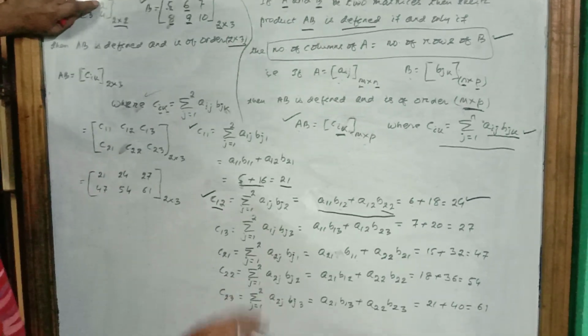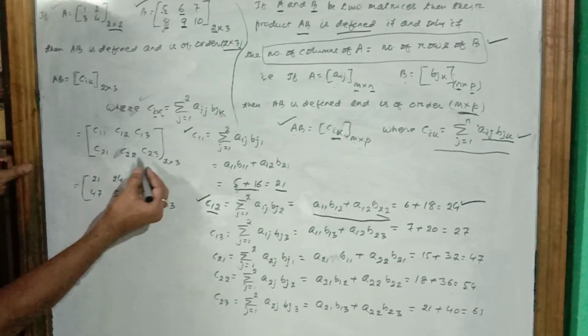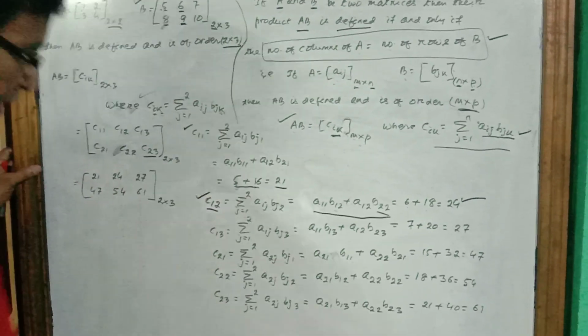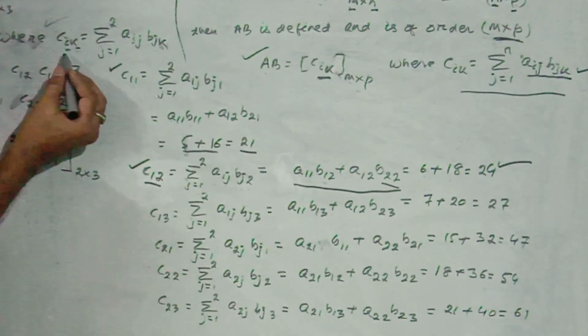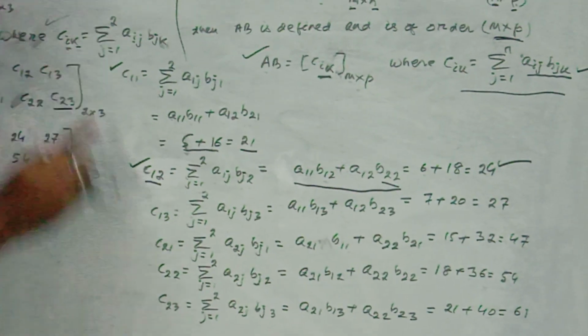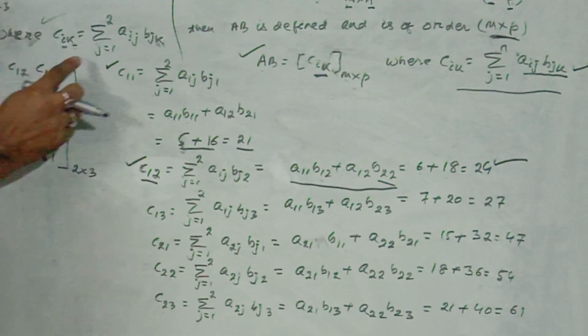Similarly, I can explain the value of the last element, C23. C23 can be written as a summation. Here we will take i equal to 2 and k equal to 3.